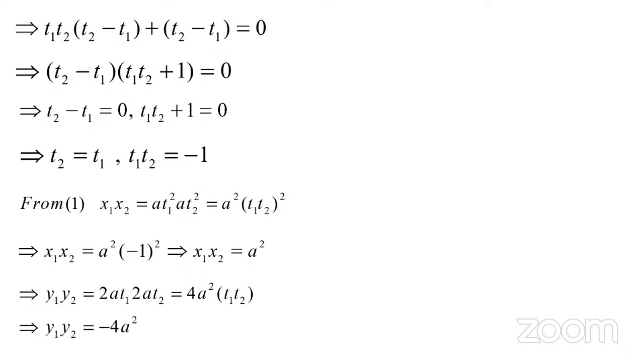And the second proof: y1 y2 equal to 2at1 times 2at2, equal to 4a square of t1 t2. Then just substitute the t1 t2 value as minus 1.